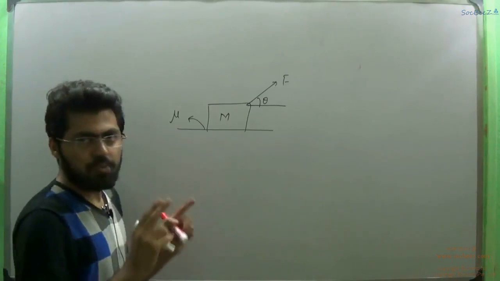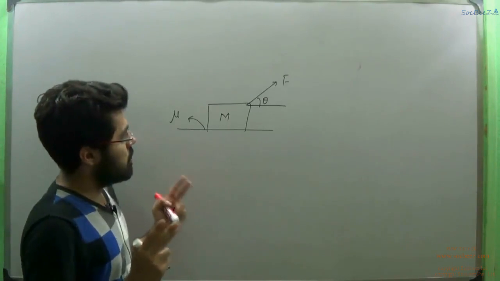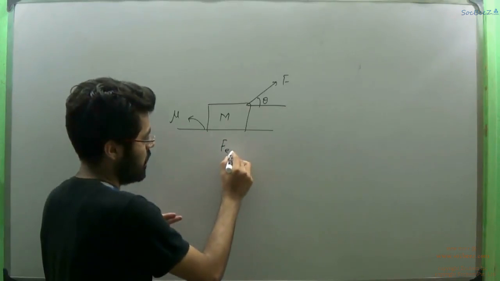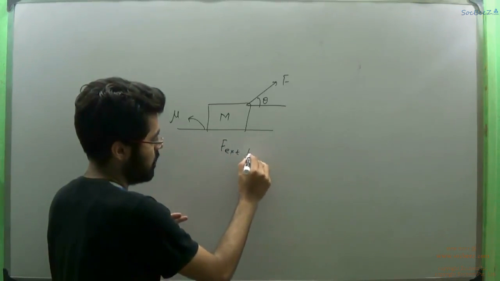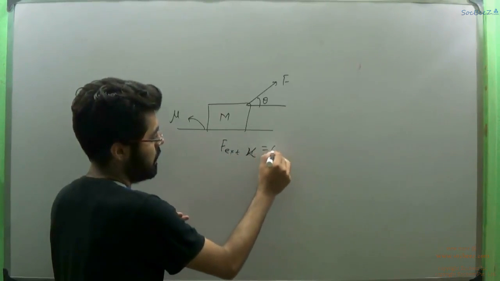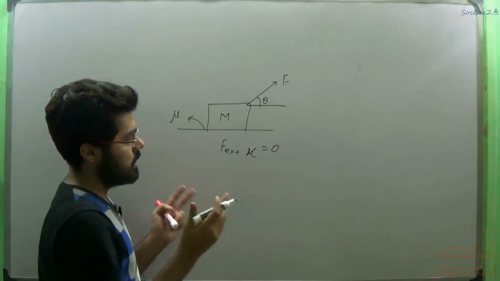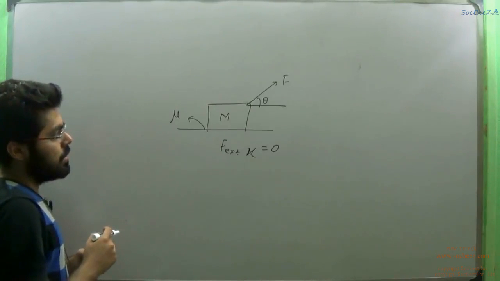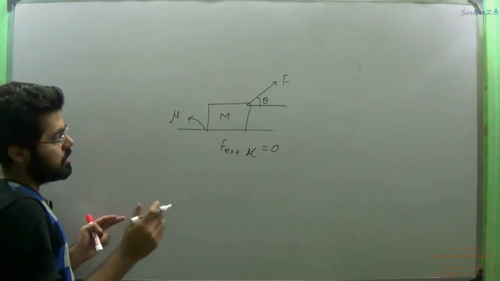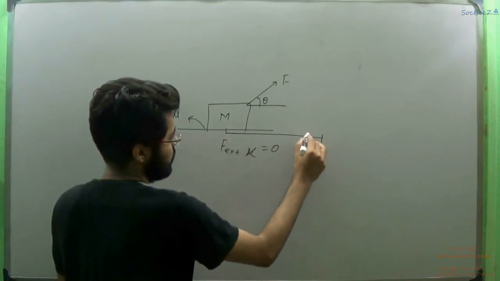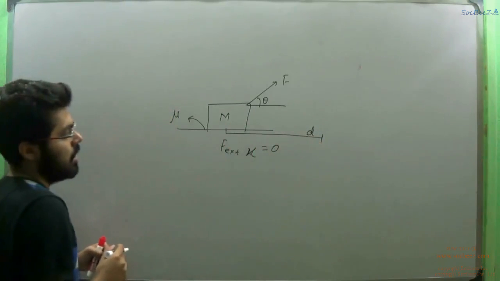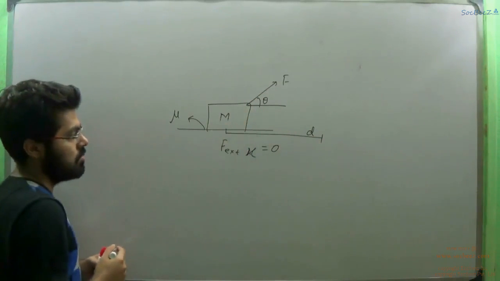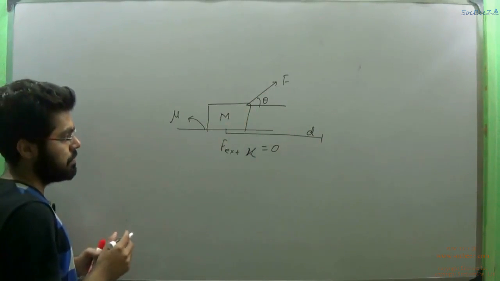So again, the catch point: constant speed. So the speed is constant along the track. It means the net external force along horizontal, or just x, will be 0. Suppose the object moves a distance d. Then what would be the work done by this force F on the block? So how would we calculate?